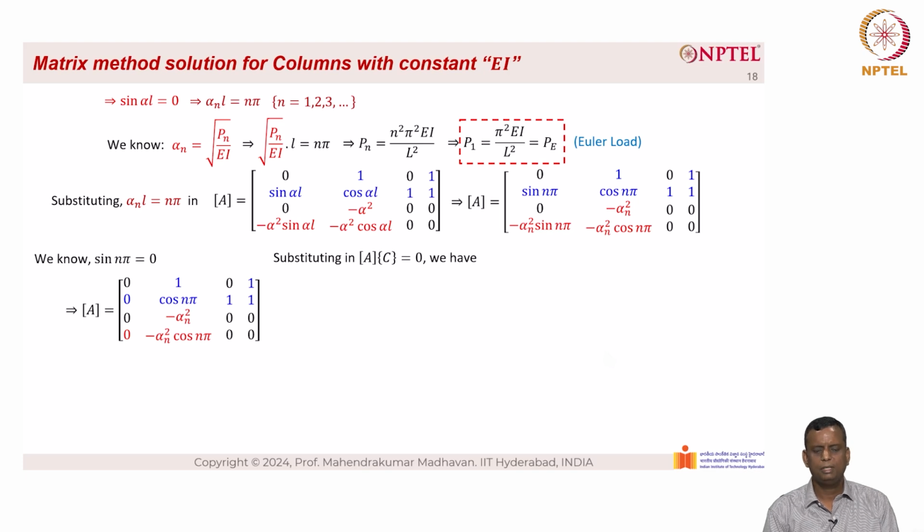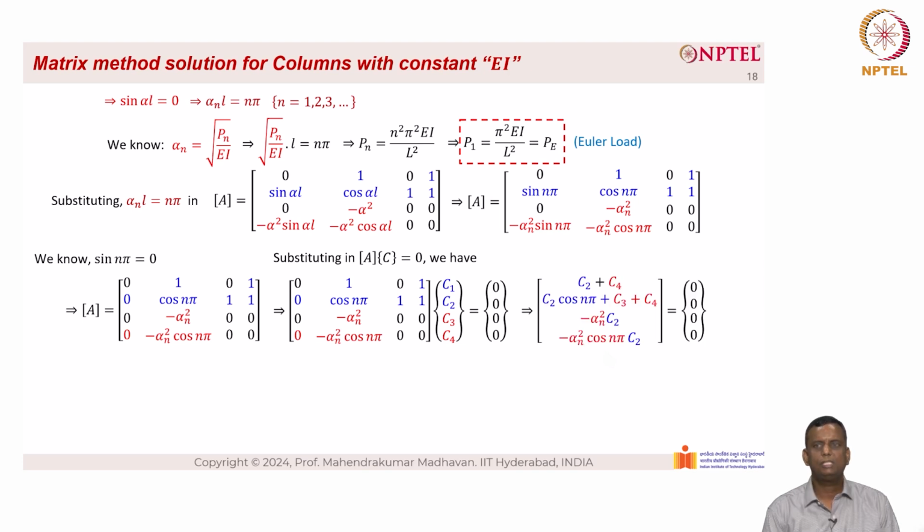So substituting in A of C equal to 0, we have this above equation multiplied by C1, C2, C3, C4 is equal to 0, 0, 0, 0, which is the B matrix because there is no externally applied load. This gives you the equation C2 plus C4 is the first row, C2 cos n pi plus C3 plus C4 the second row, minus alpha n square into C2 the third row, minus alpha n square cos n pi into C2 is the fourth row. So we have 1, 2, 3, 4, all of the values are 0. So we can equate that.